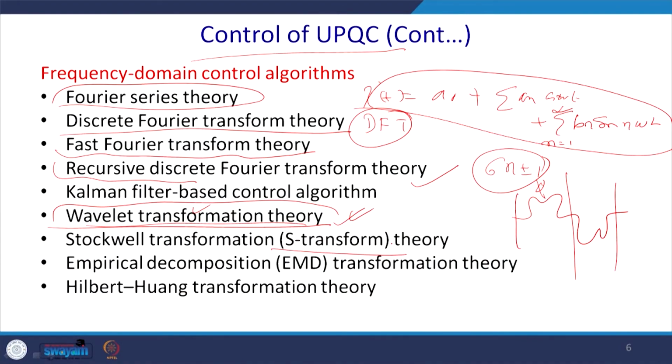Same way, the Stockwell transformation or S transformation theory is nowadays used for the mathematical calculations. Based on this, we can also estimate the different parameters of the Fourier series. Same way, the empirical mode decomposition or transformation theory also gives you your load current components in the Fourier domain. Also, there is one quite familiar to communication engineers, and that technique can be very useful here. That is the Hilbert-Huang transformation theory, and this can also be applied to estimate the voltage to be injected and the current to be calculated.